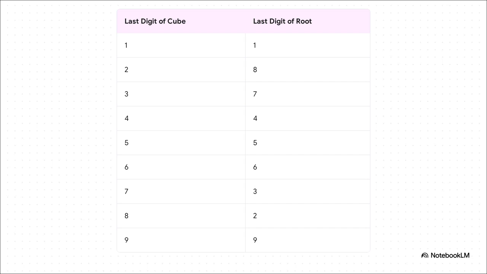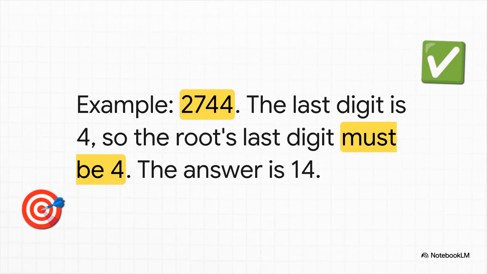See, unlike with squares, every single ending digit of a perfect cube corresponds to a unique ending digit for its root. A cube ending in 2 will always have a root ending in 8. One that ends in 7 will always have a root ending in 3. There's zero guesswork here. Let's try it with the number 2744.